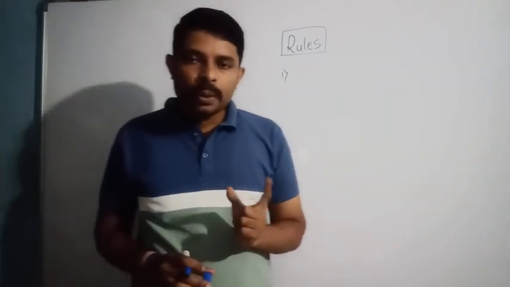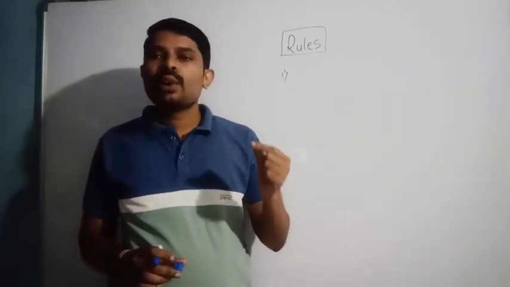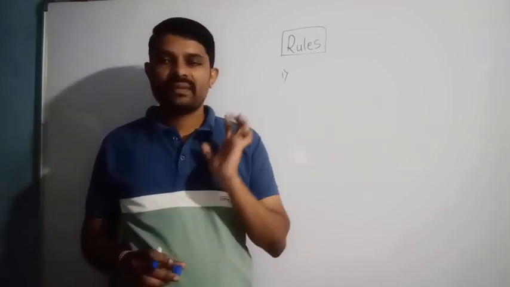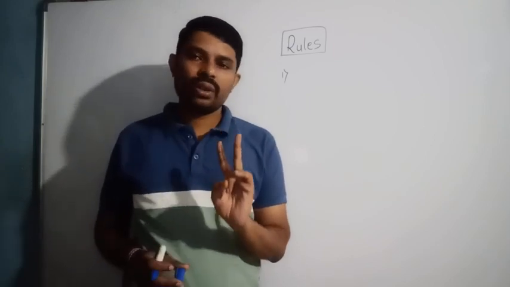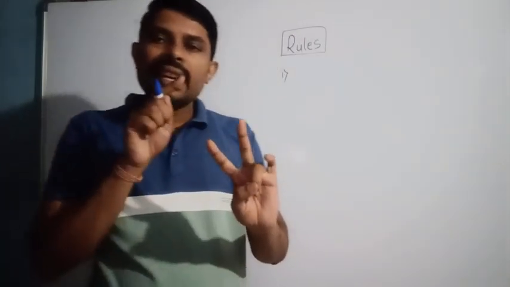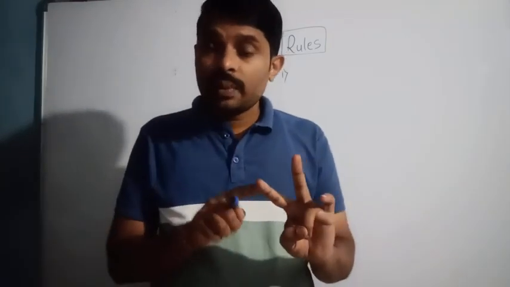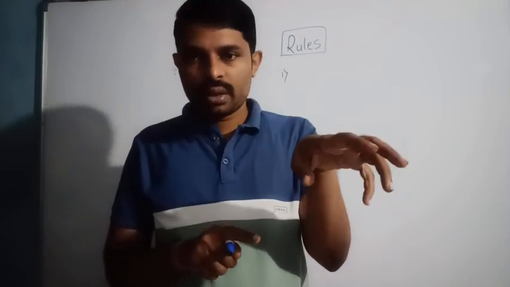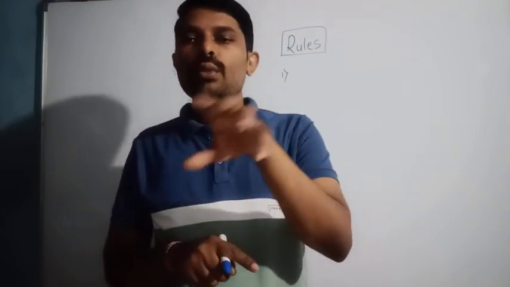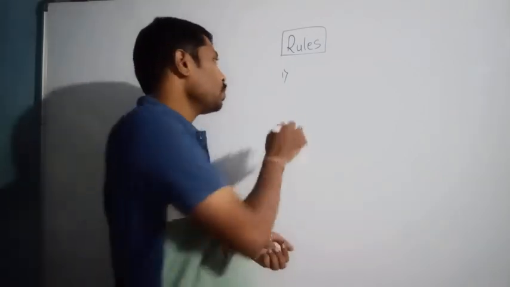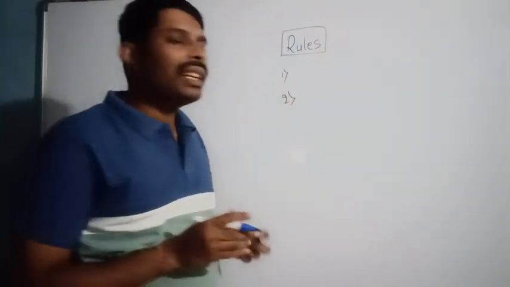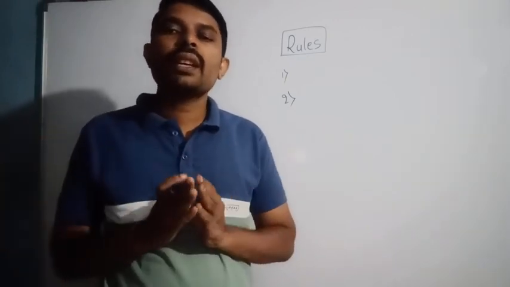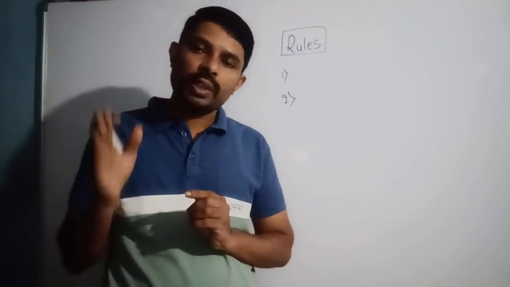Rule number 2, inequality will not change if you multiply the same positive number on both sides. First two things you try to remember. First one, inequality will not change. When will it not change? If you add the same positive number on both sides, or if you subtract the same number on both sides. Rule number 2, inequality does not change when you multiply the same positive number on both sides.